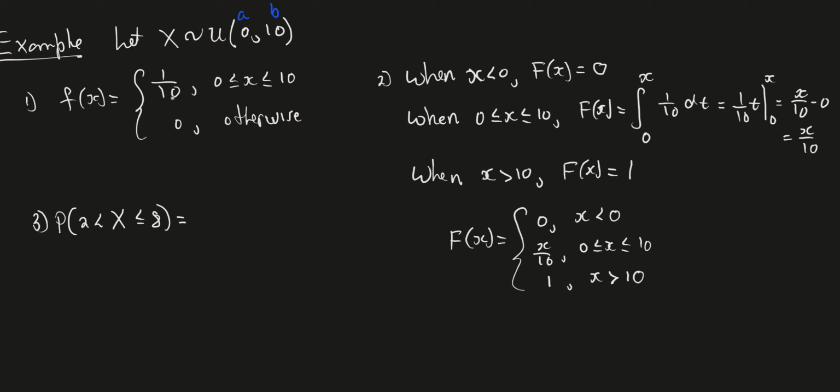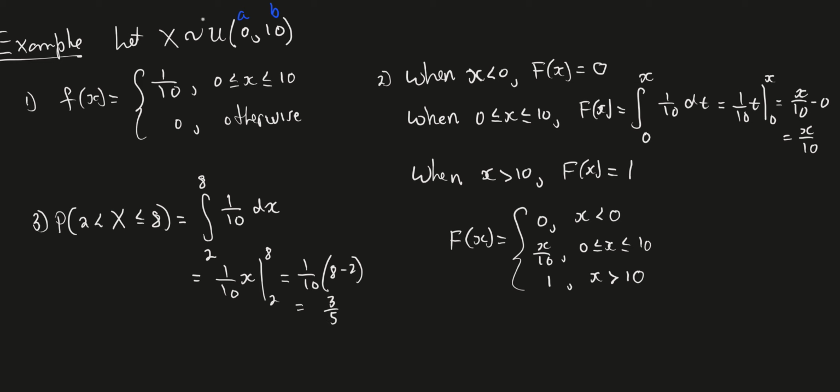We could actually do the integral by integrating the PDF. If we were to do another integral, we would integrate from 2 to 8. We would make sure that we integrate the PDF, not the CDF, and then this will be dx. So we would end up having 1/10 of x evaluated at 8 and at 2. So we're going to have 1/10 of 8 minus 2. So that is 6/10 or 3/5. So this is what it looks like using the PDF.